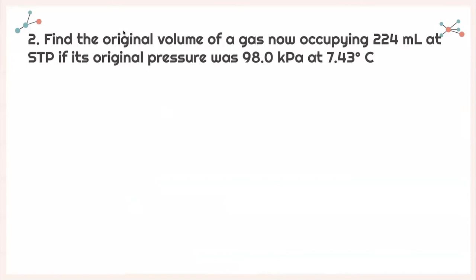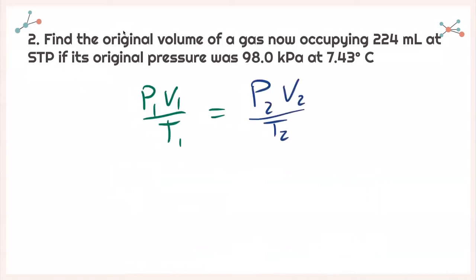For number 2, it says, find the original volume of a gas now occupying 224 milliliters at standard temperature and pressure if its original pressure was 98.0 kilopascals at 7.43 degrees Celsius. First thing I'm going to do, write down my equation. P1 times V1 over T1 is equal to P2 times V2 over T2. And again, a few things to note. We are given our temperature in Celsius. I need to change that to Kelvin.